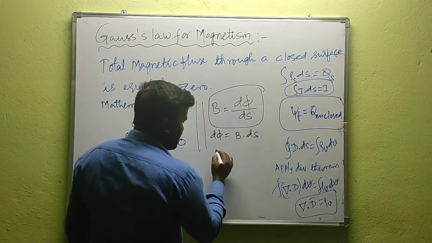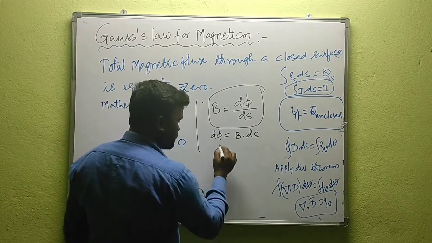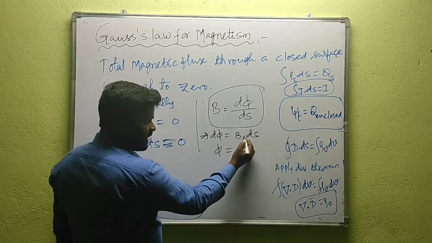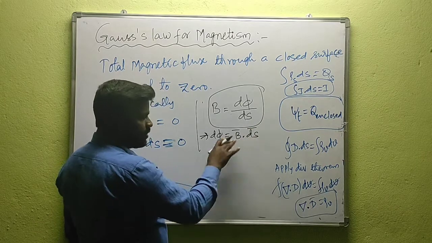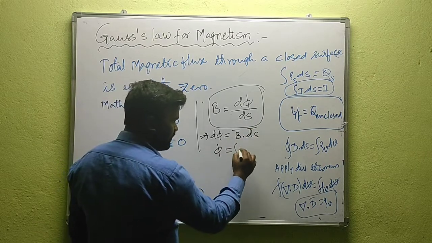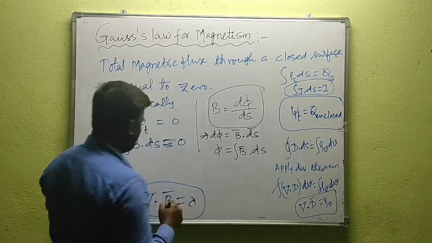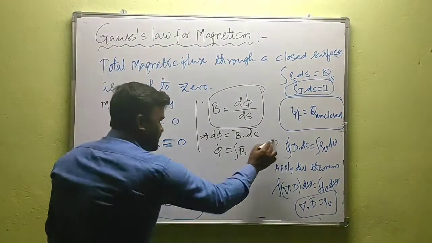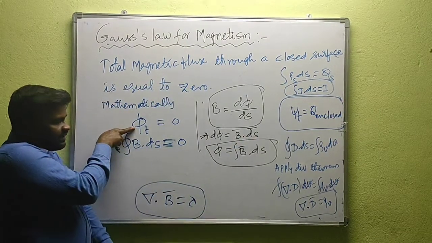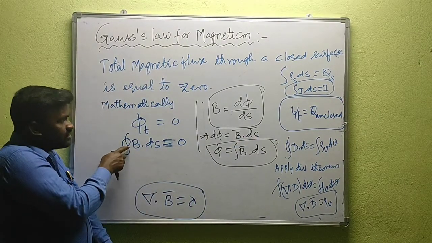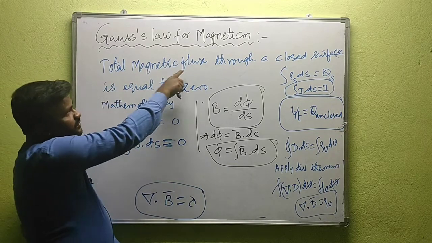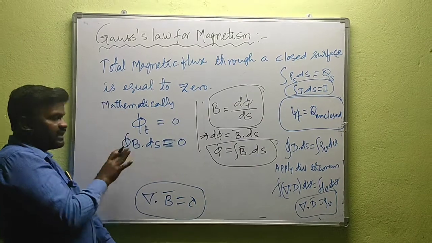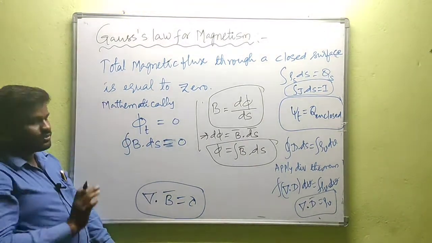Now apply integration on both sides. As flux is a scalar quantity, we can write it as a dot product of two vectors, that is psi equal to the integral of B dot ds. So this is the relationship between magnetic flux and flux density. Why do I consider the closed surface integral here? The statement itself says total magnetic flux through a closed surface, so according to the statement I need to consider the closed surface integral.